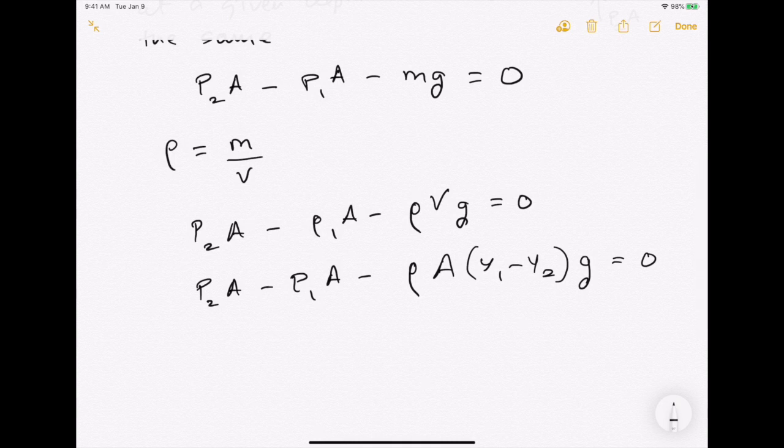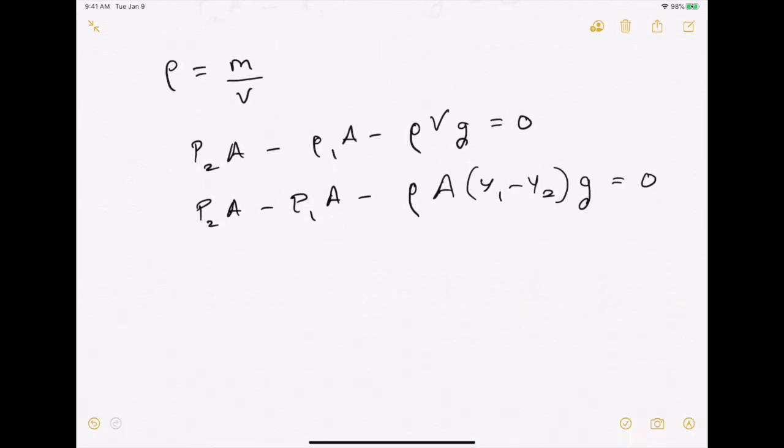So now it looks like we have an equation which connects the pressures and the heights. Does this simplify? Yes. All we have to do to simplify it is just divide both sides by the area. If you do that and move the last term to the right side, you get this equation: P2 minus P1 is equal to rho g (y1 minus y2). This is a very important equation. It tells you the relationship between pressure and depth, right?